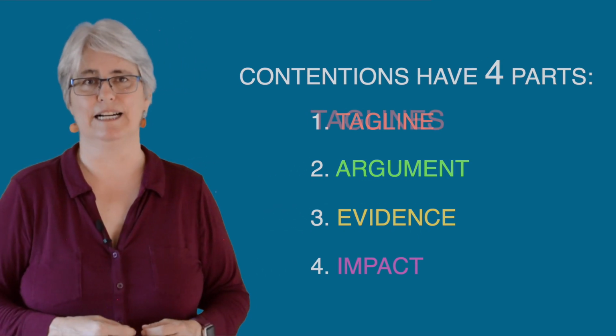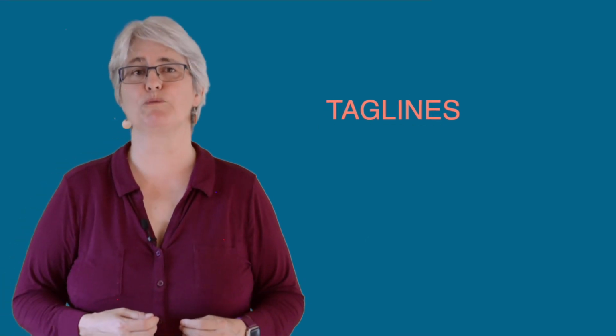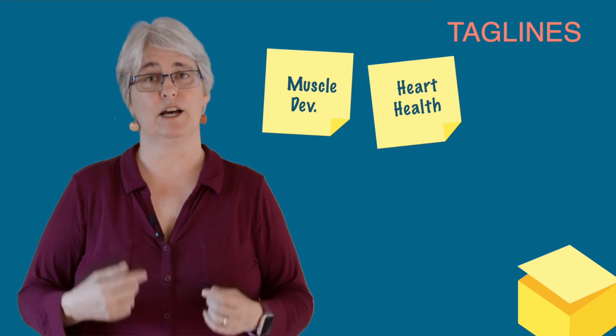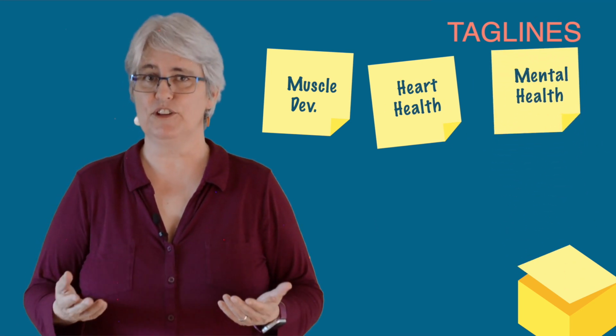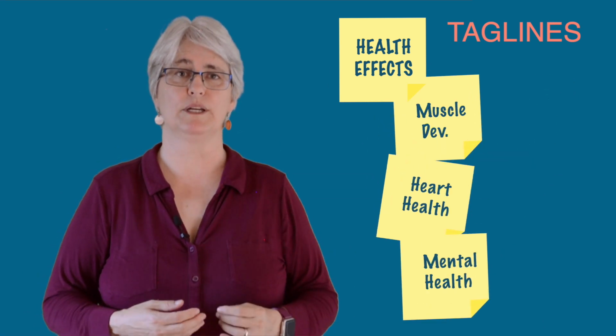Let's start with taglines. To illustrate this concept, let's say that you're debating the pro side of bowling should be the national sport of the United States, and you've found information about the positive effects that bowling has on muscle development, heart health, and mental health. You could make each of these arguments a subpoint of a contention about health effects of bowling.